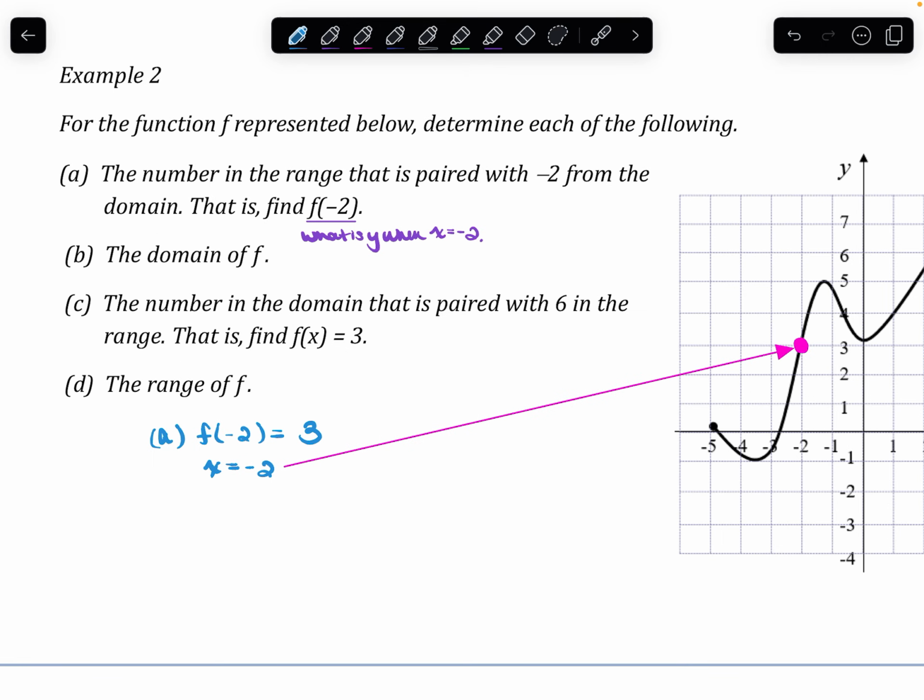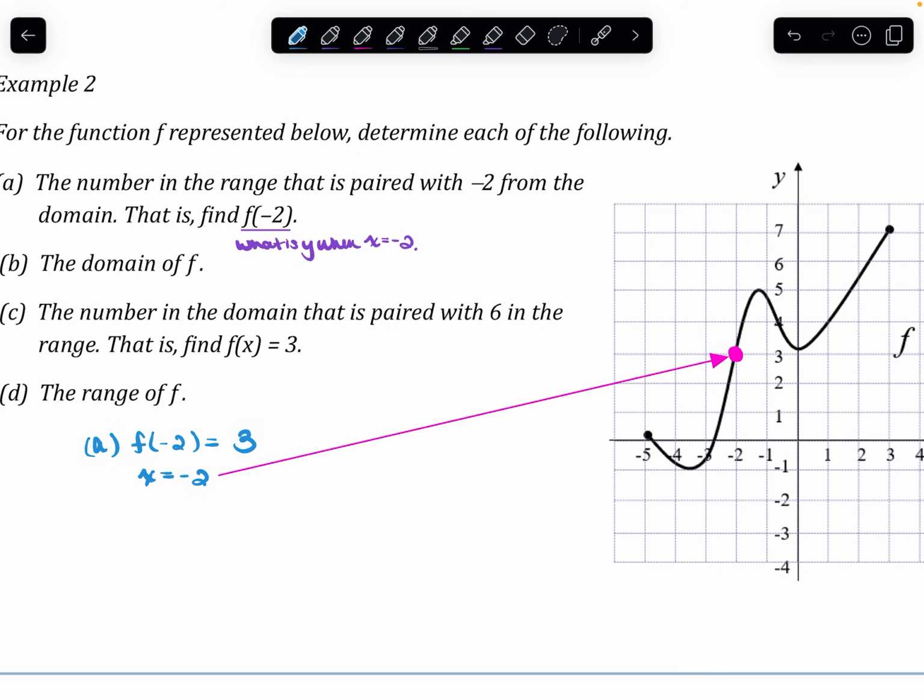All right, for B, the domain of f. So remember, domain is the set of all x's. So the difference in this one versus the last one: the last one was a set of fixed points. This one is an actual line, or a chunk of a line, or a curvy line. So we can't just list everything because technically there's infinitely many points in here.